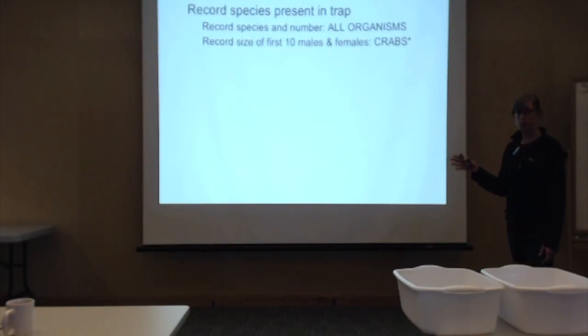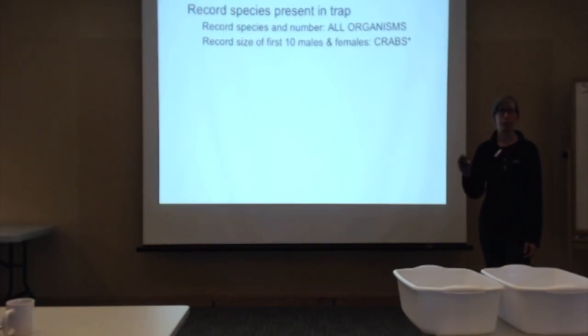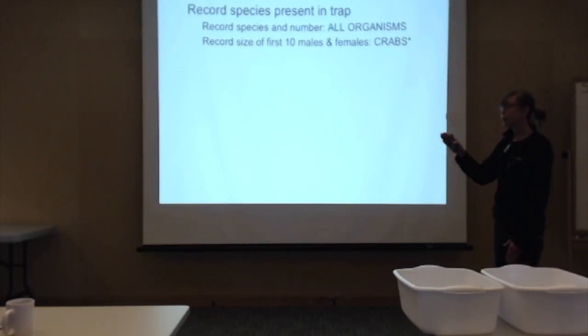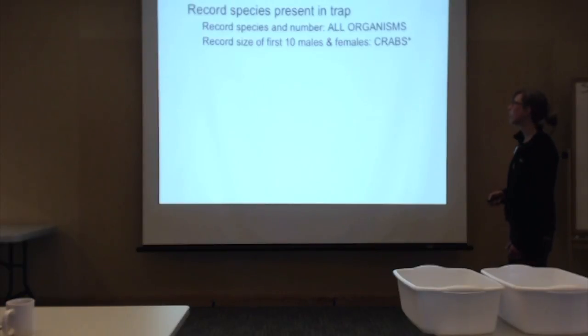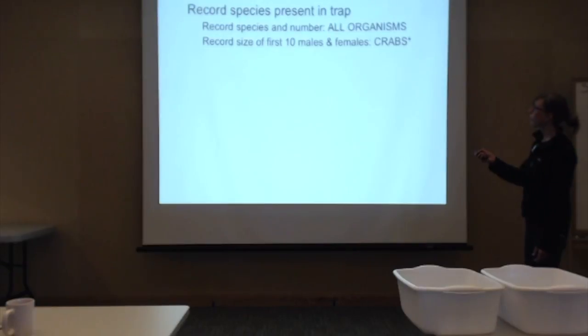For crabs, and there's an asterisk there for a reason I'll tell you in a second, for crabs, we want the size information only for the first 10 males and females. So if you get 500 crabs, which is pretty rare, but if you get 500 crabs, we do not want you to measure all 500 crabs across 6 traps. That's just, it's more information than anybody needs. And I'll unpack this a little bit in a second.